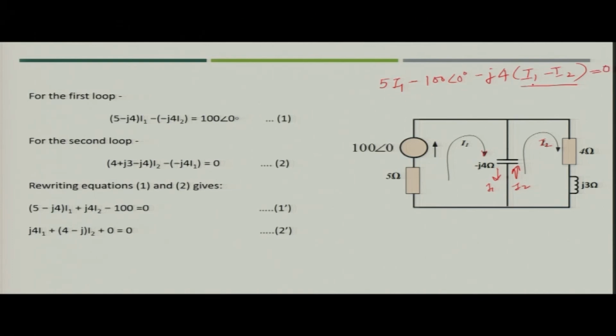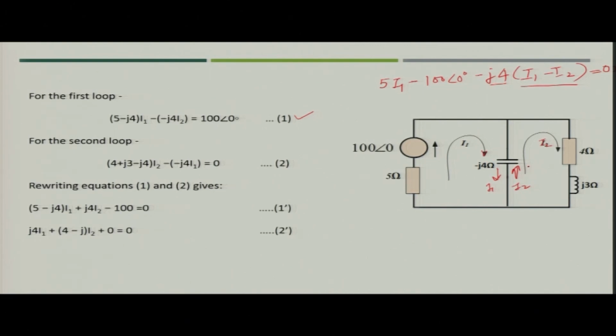If you rearrange, you will get (5 minus 4j) into I1 minus 4j I2. This will become plus, and 100 would be on the other side. So, you will get the first equation for mesh 1.